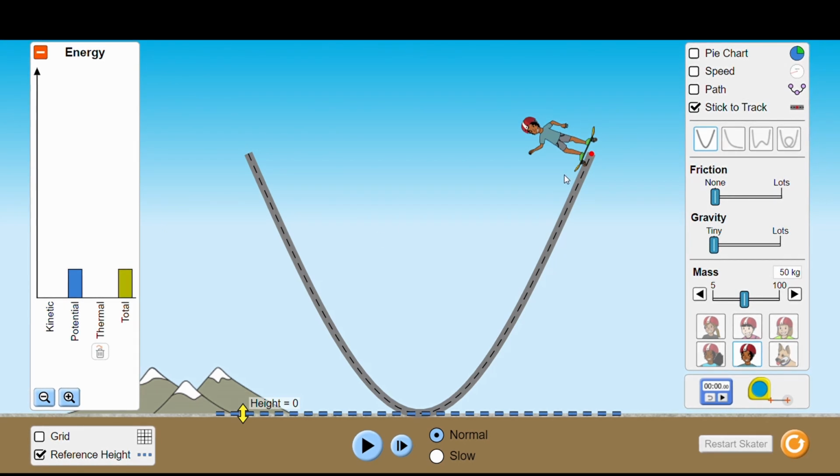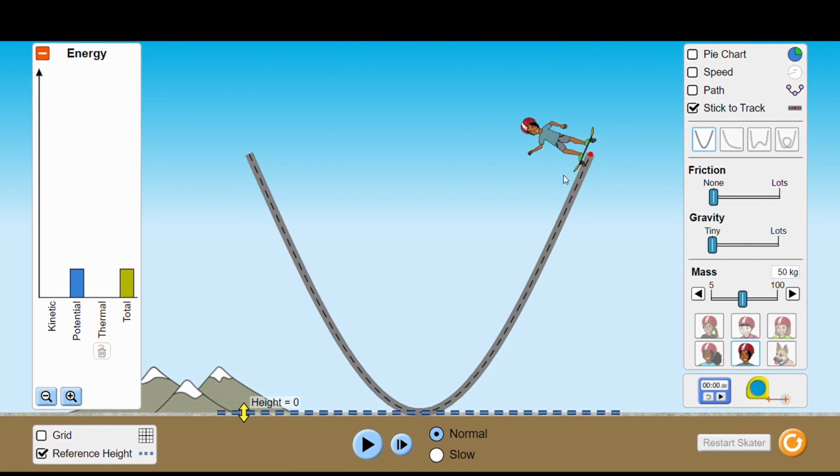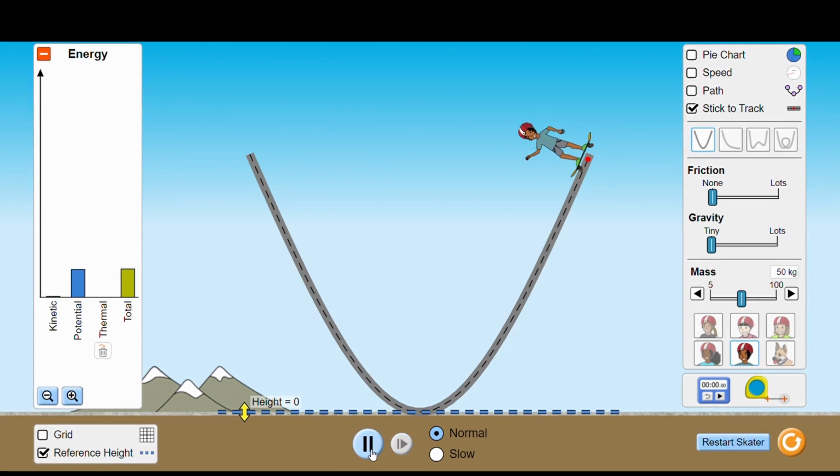At the highest point, I've told you that gravitational potential energy is mgh, mass times the acceleration due to gravity multiplied by the height. So more the height, more would be the gravitational potential energy. Fine. So let's begin the simulation.